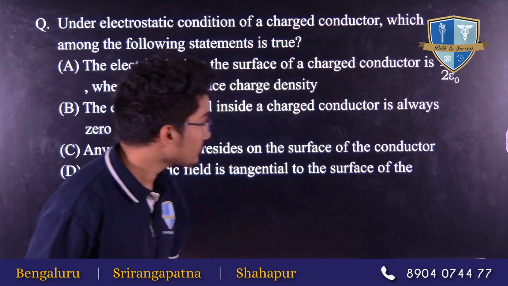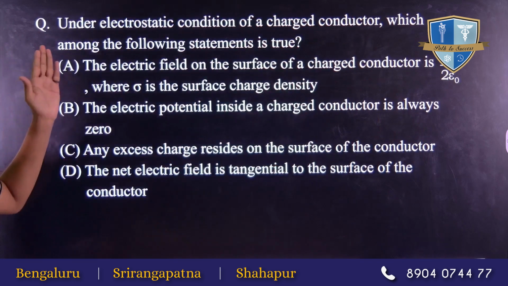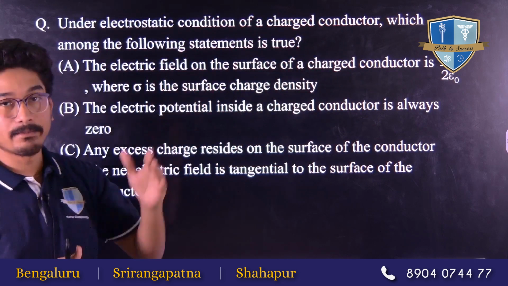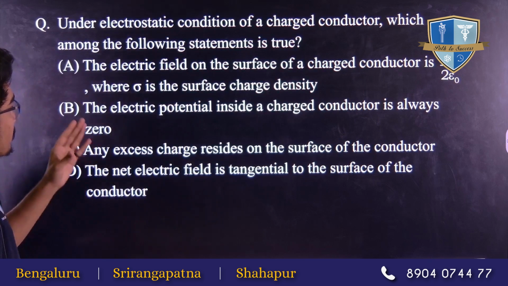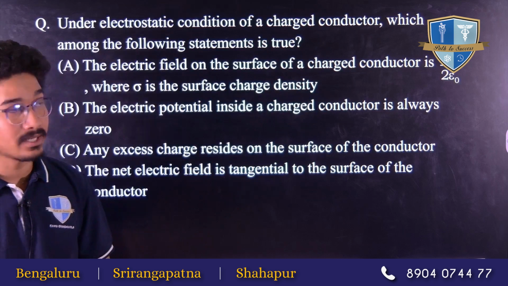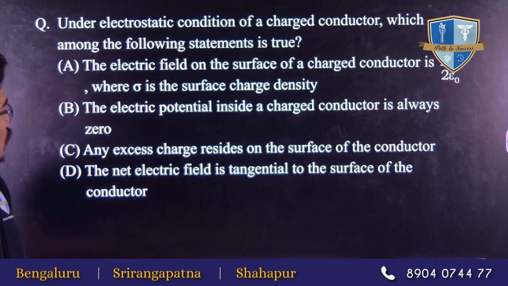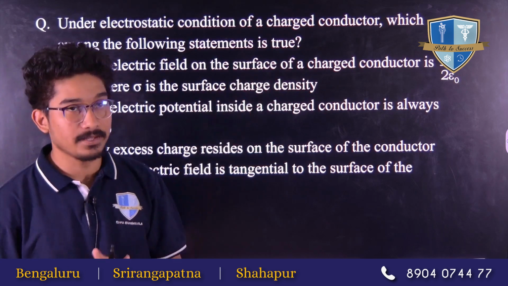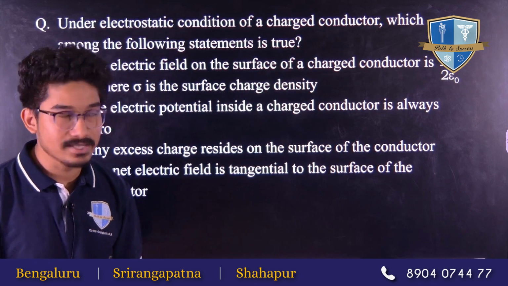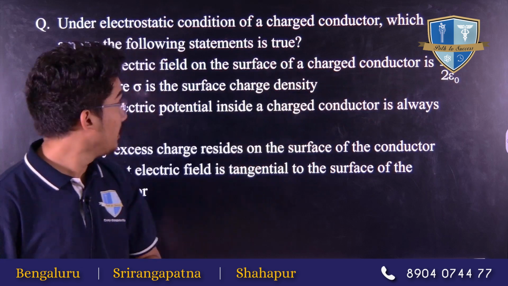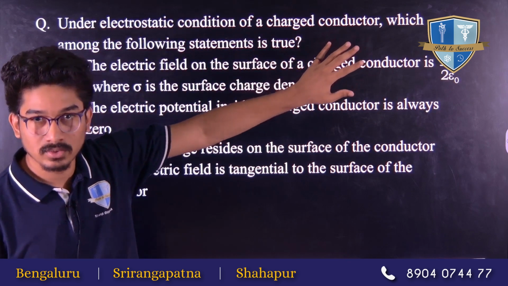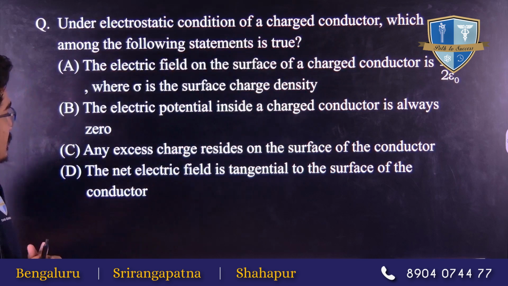Let's see the next question. Under electrostatic conditions of a charged conductor, which among the following statements is true? Let's see all statements one by one. Statement A is that the electric field on the surface of a charged conductor is sigma upon 2 epsilon naught, where sigma is the surface charge density. Without knowing the orientation or the dimensions of the surface, we can't actually judge the electric field on the surface, correct? So for option A, we can't tell if it is correct or not. Now let's see the next option.